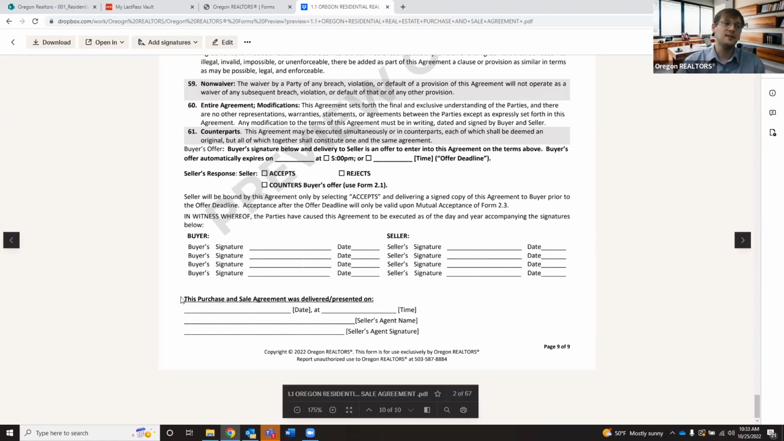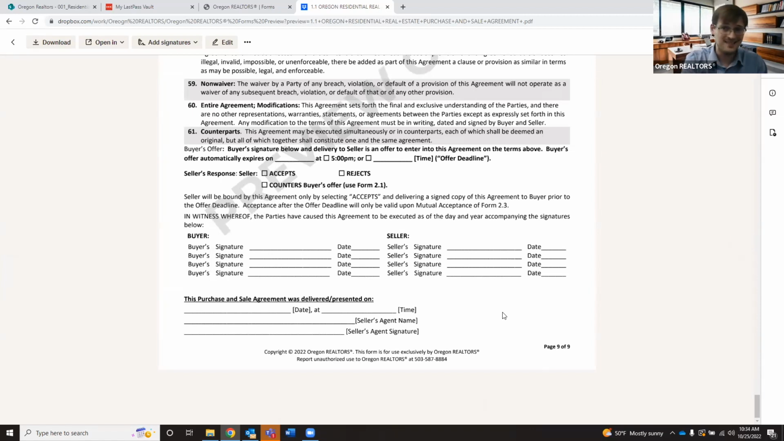We also have this little chunk here that lets you say when you presented your offer. So the presentment section. If you're a seller's agent, you can say, I delivered this offer at this time, so I can show in that ethics dispute or whatever it is that I did present my offer.